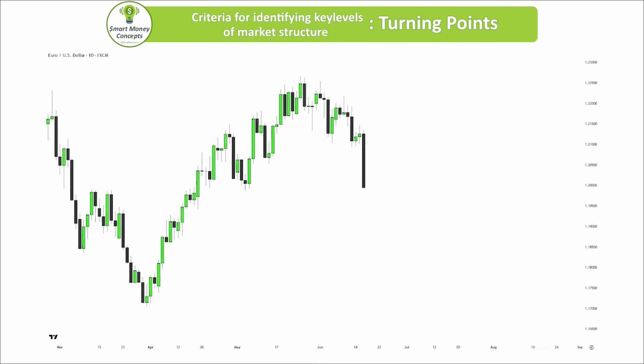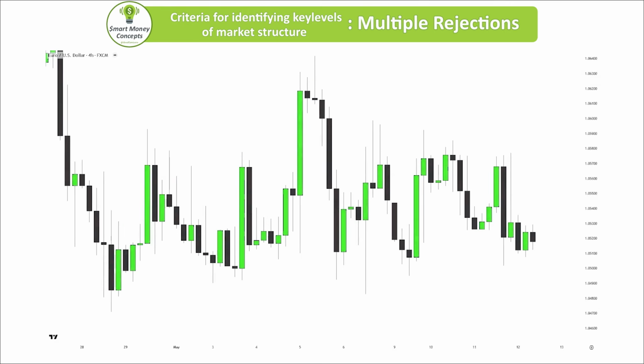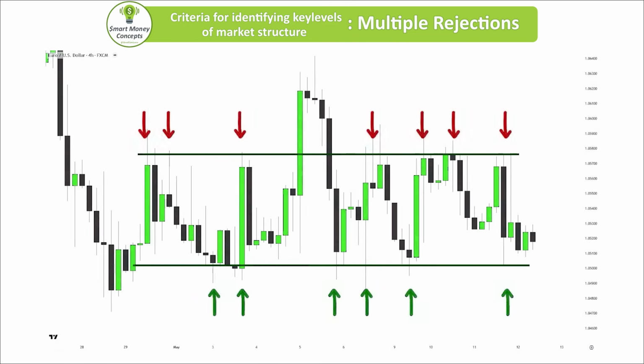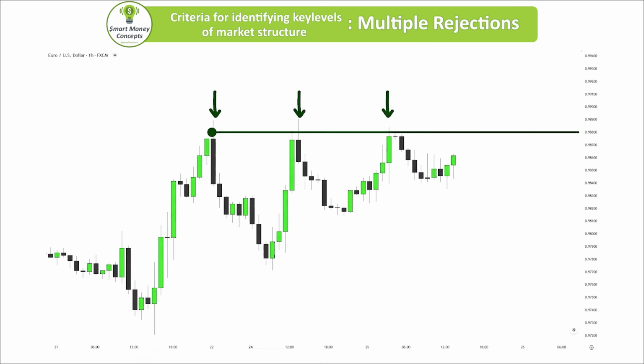Turning points. These are areas that have previously reversed the market trend. The market sees these areas as overvalued or oversold, increasing the likelihood of a reaction when the price reaches them again. Multiple rejections. Multiple rejections from an area show that traders took action at the same level at different times, making it more powerful. More rejections are better, but they don't guarantee the level will hold. We closely watch price action to see if rejections are getting weaker, indicating a higher chance of breaking through.